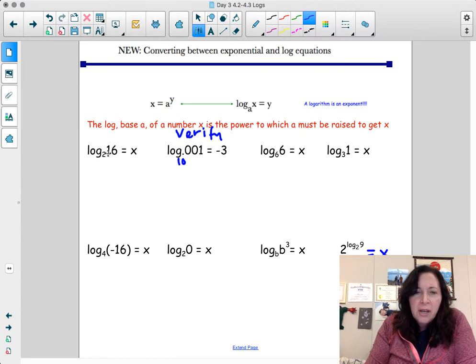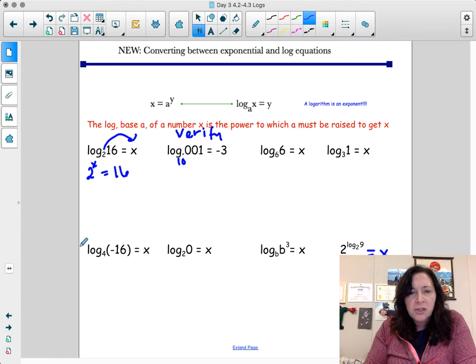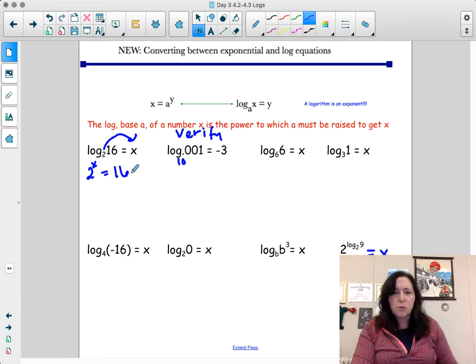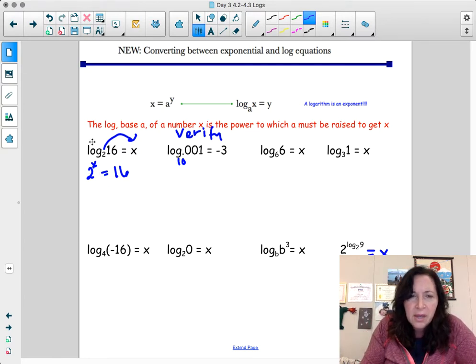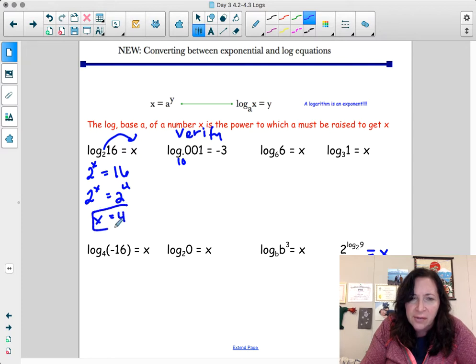So let's get started. We're going to go base to across the equal sign. So we're going to say 2 to the x power is equal to 16. Remember, in order to solve this, we're going to try to get the bases the same. So 2 to the x power is equal to 16, which is the same thing as saying 2 to the 4th power. Now, if my bases are the same, I can set my exponents equal to each other, and x does equal 4.